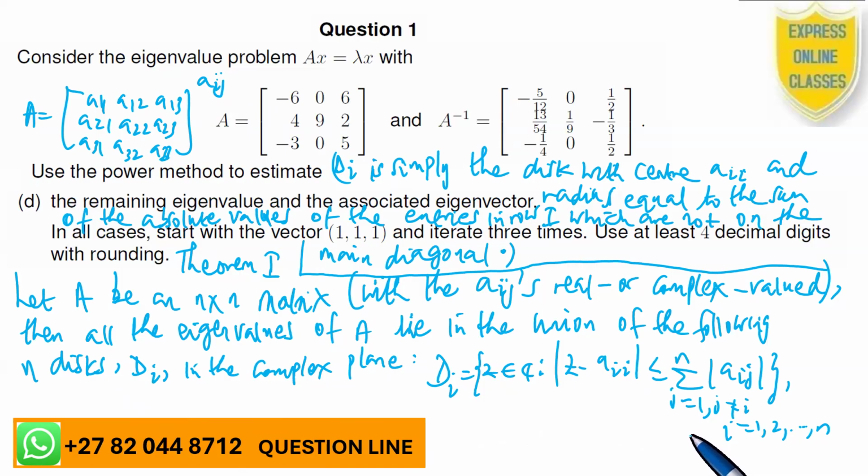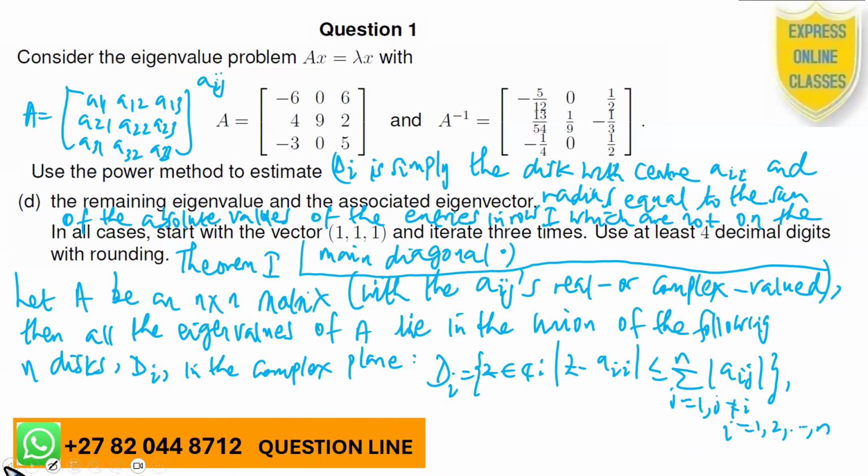So if you have a matrix, then all, with no exception, the eigenvalues of that matrix will always lie in the union of the following disks. And this is Gershgorin theorem 1. So if you have a matrix, then there's no way these eigenvalues cannot be in the union of the disks.